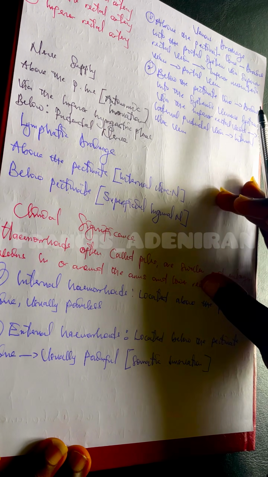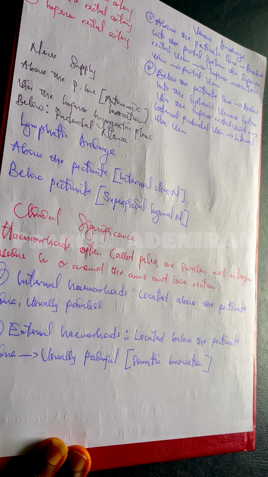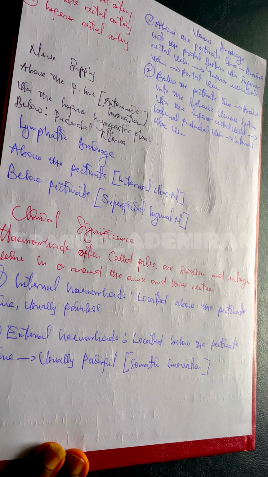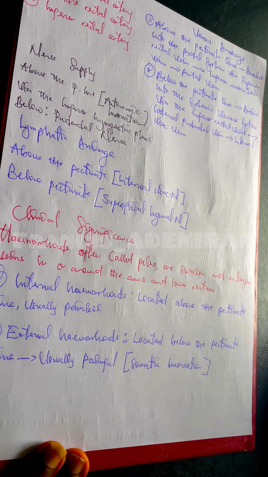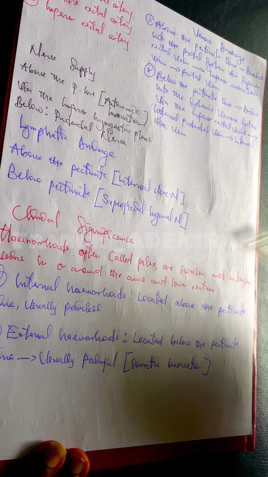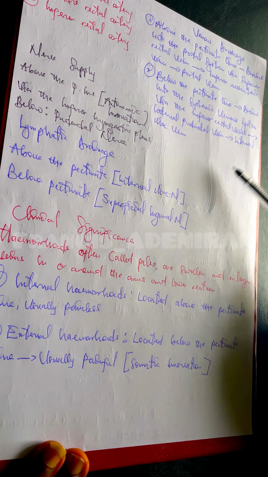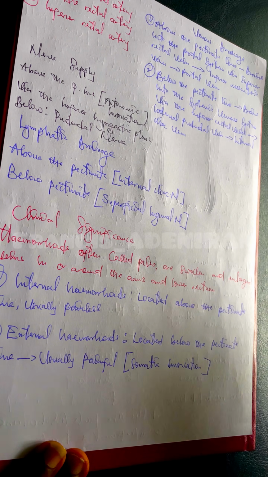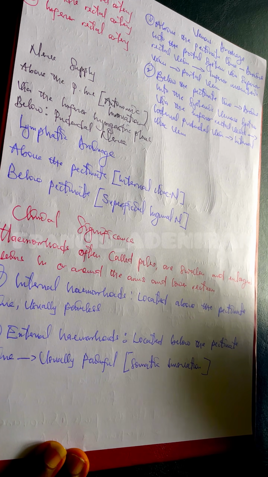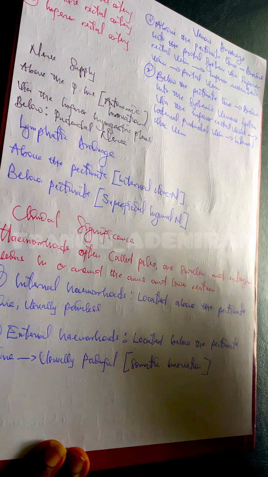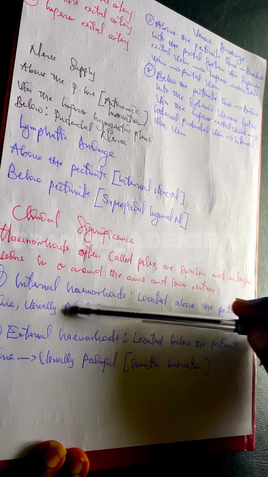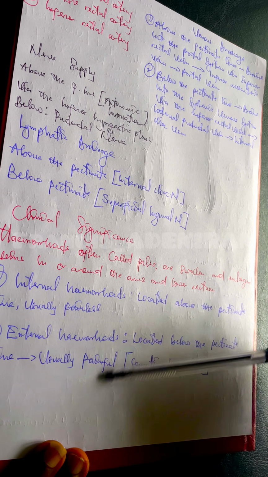Now, one major clinical significance of the anal canal is hemorrhoids, and hemorrhoids are often called piles, and they are swollen and enlarged veins in or around the anus and the lower rectum. So hemorrhoids are also called piles, and they are swollen and enlarged veins in or around the anus and the lower rectum. So we have two types. We have the internal hemorrhoids, and we have the external hemorrhoids.